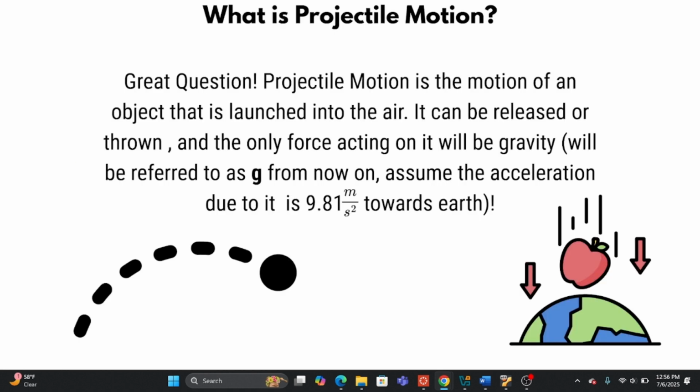So, what is projectile motion? Well, that's a great question. Projectile motion is the motion of an object that is launched into the air. It can be released or thrown, and the only force acting on it is going to be gravity. That will be referred to as g from now on, and assume that the acceleration of g is 9.81 meters per second squared towards Earth.